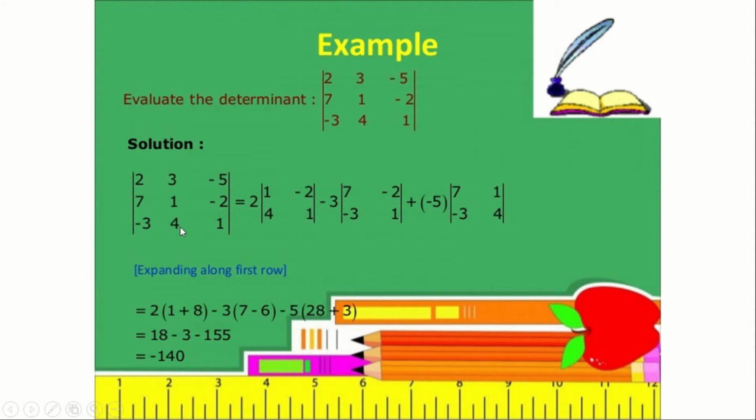That is 1, minus 2, 4, 1 for the first element. Next, the middle element should be designated with the minus. So minus 3. If 3 is taken, this column and this row will be deleted. The remaining is 7, minus 2, minus 3, 1. In the same way, the last one is minus 5. When I take minus 5, this column and this row will be deleted. Remaining will be 7, 1, minus 3, 4.